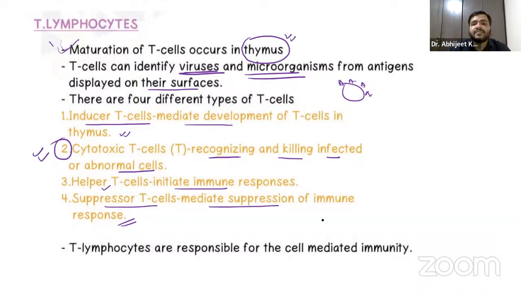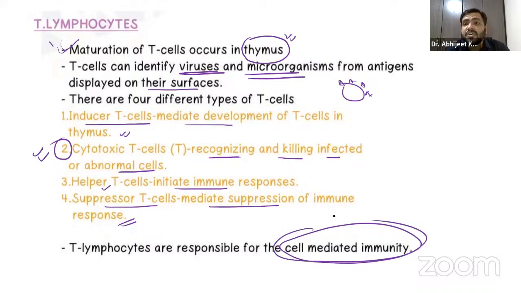So T lymphocytes are responsible for cell-mediated immunity, whereas B lymphocytes are for humoral immunity, right? So that is one important difference. The B lymphocytes are responsible for the humoral immunity. The T lymphocytes are responsible for the cell-mediated immunity.